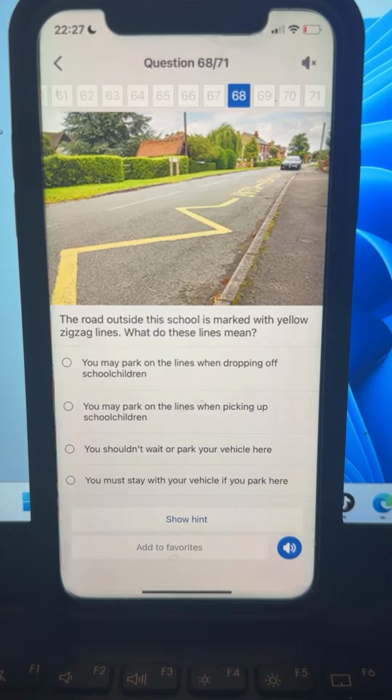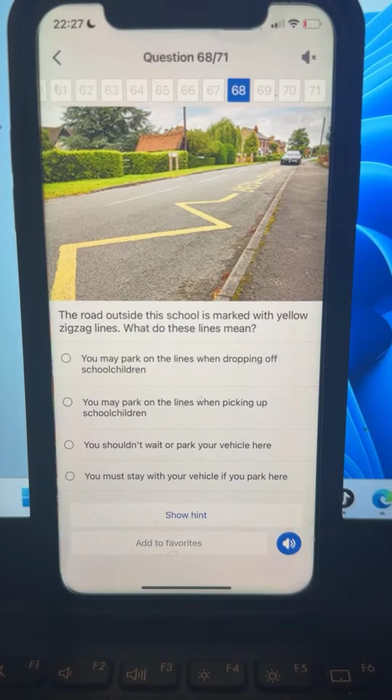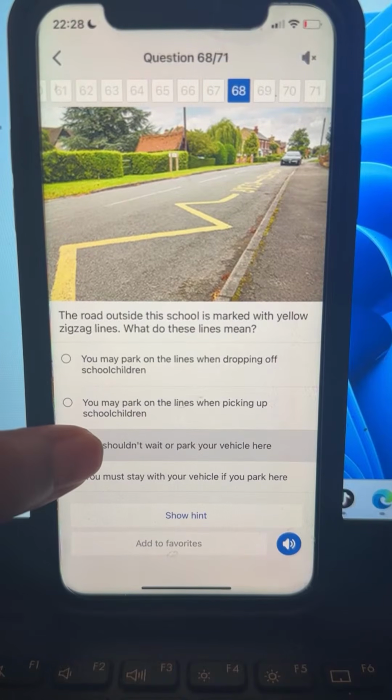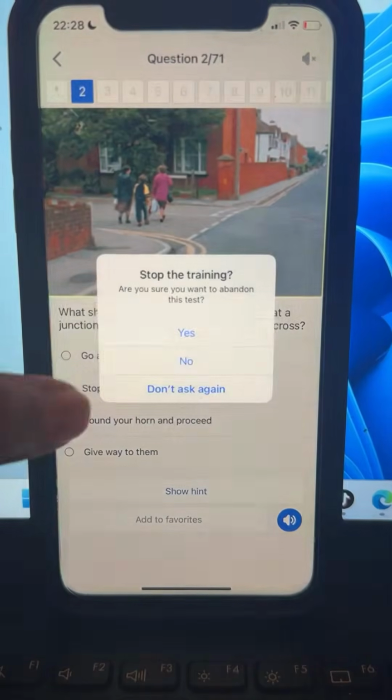Yep. So it's the area to allow children to see and be seen. You should not be parking your car. You should not be waiting in there. You should not be stopping in there. You should not wait or park your vehicle here. Good answer. Good. Nearly there, guys.